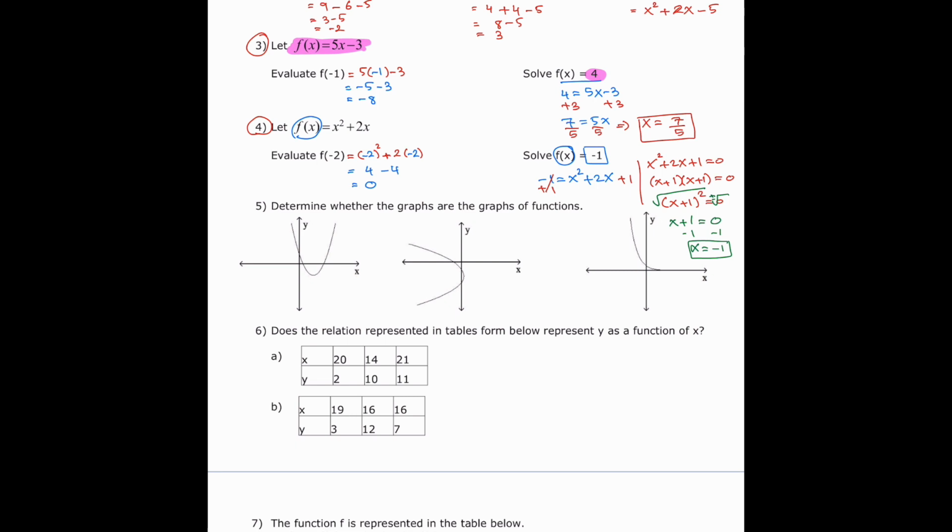Determine whether the graphs are graphs of functions. In order to determine if a graph is a graph of function, we will use the vertical line test. The vertical line test states that if the vertical line cuts the graph at one point only, then the graph represents a function. If it cuts it in more than one point, then it is not a function. So the first one is clearly a function. The second graph, as you can see, the graph here intercepts the vertical line at 2 points, so this is not a function.